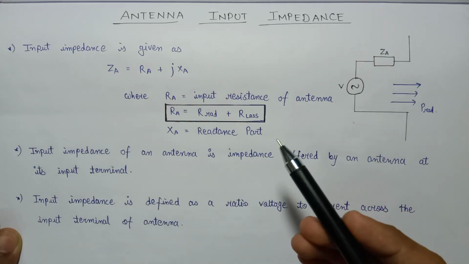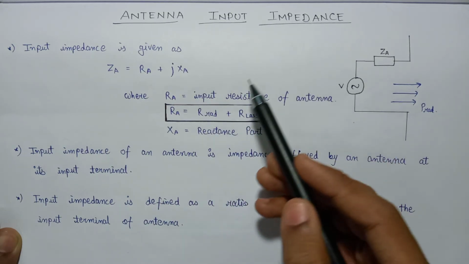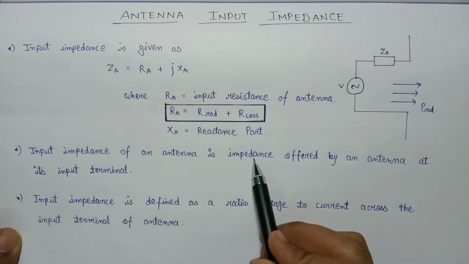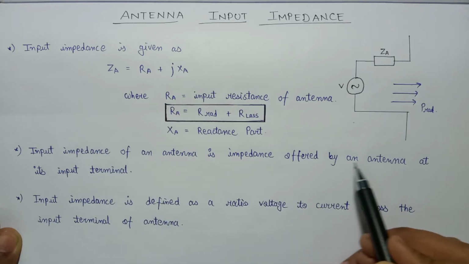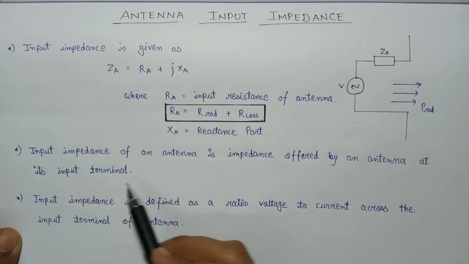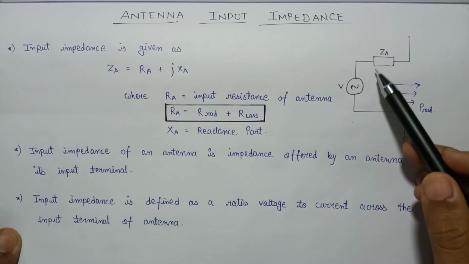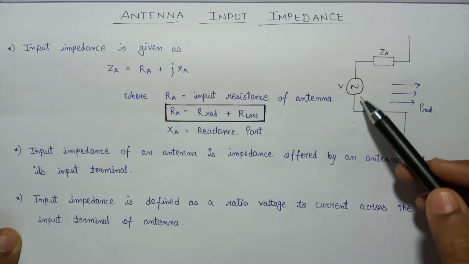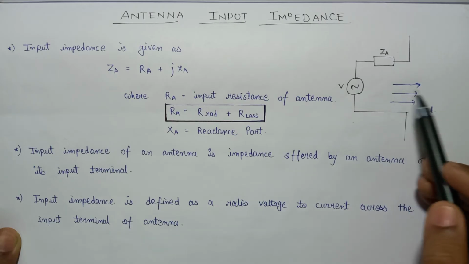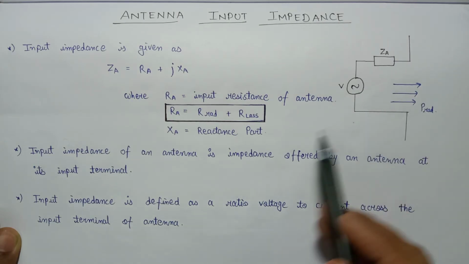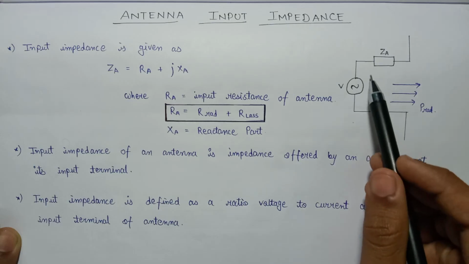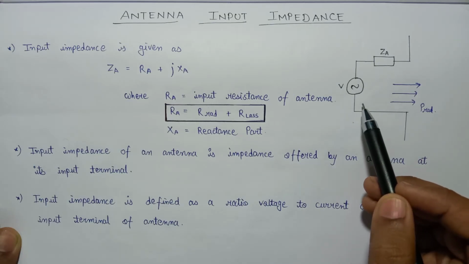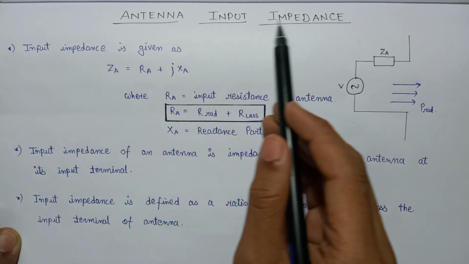Now, if we talk about this antenna input impedance in more detail, then we can say that the input impedance of an antenna is basically an impedance that is offered by an antenna at its input terminal. So here is the input terminal, or we can say the input section of an antenna, by which the antenna can be excited easily to radiate the power in this direction. So basically it means that how much impedance is being offered by this input terminal of an antenna will be nothing but antenna input impedance.